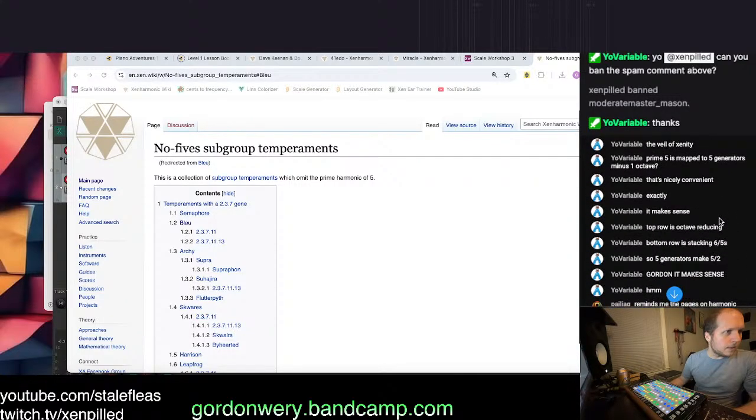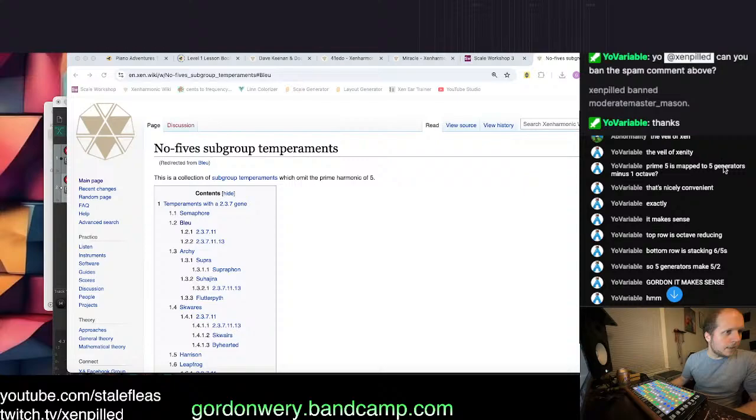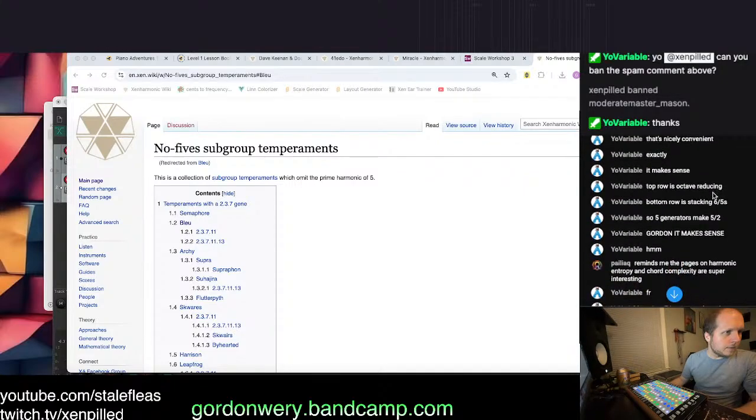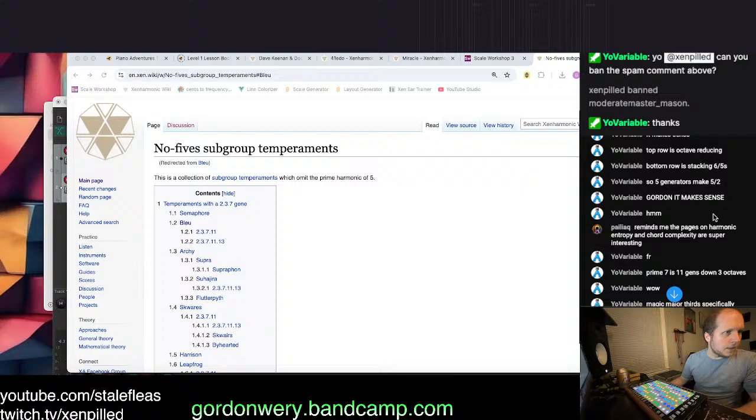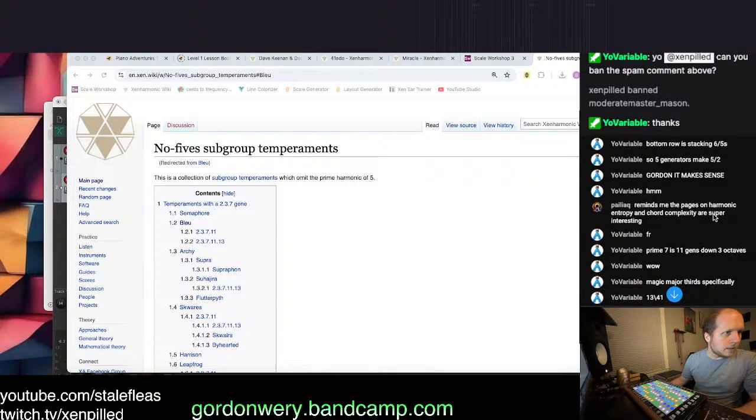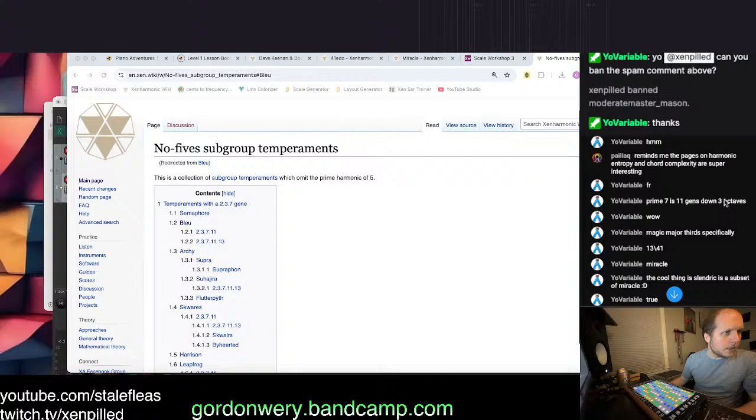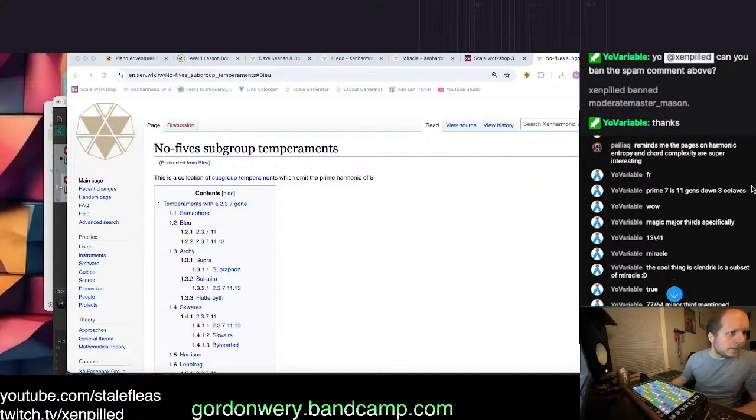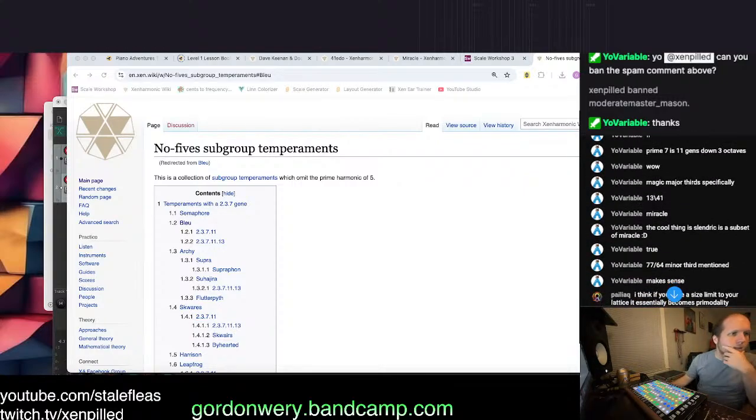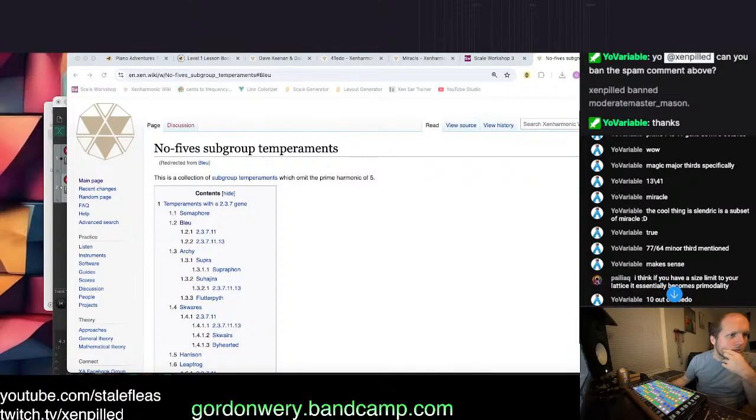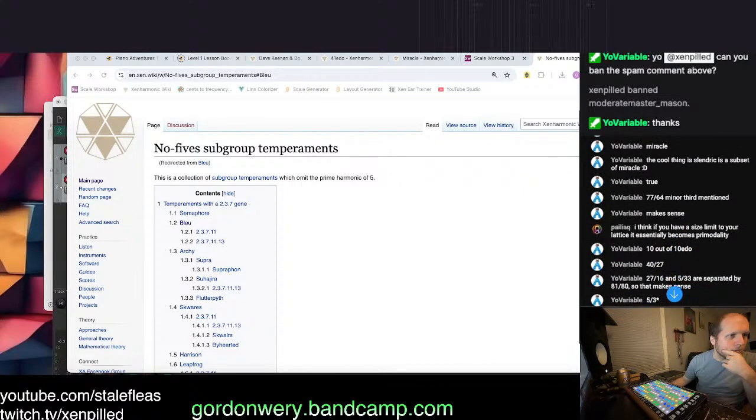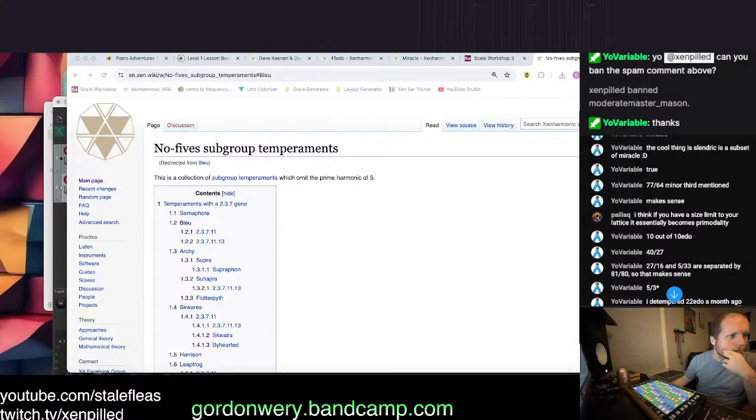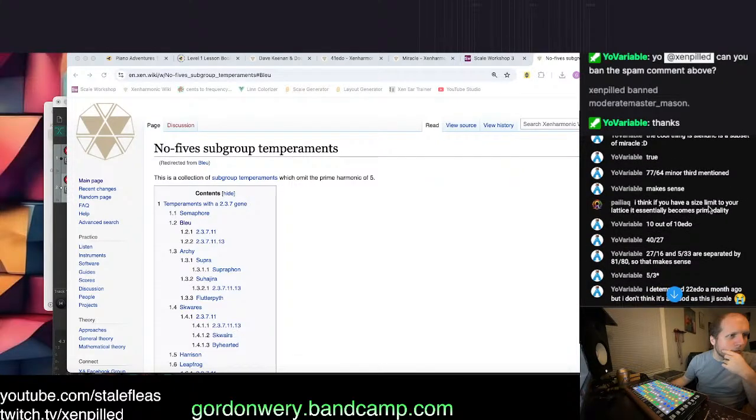Makes sense. 5 is mapped to 5 minus 1 octave. Top row is octave reducing, bottom row is stacking. I don't know where we were at when that happened. I know it was the mapping. 13 out of 41. Sundrick is a subset of Miracle. 77 to 64 mentioned. Nice.